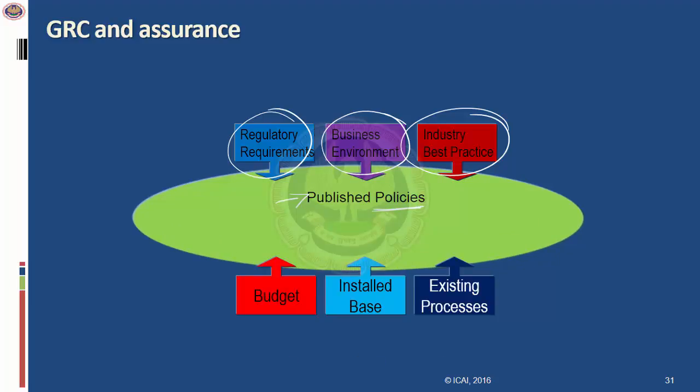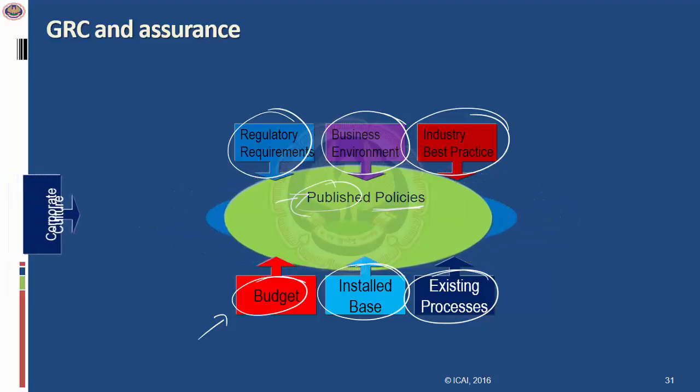You also have restrictions pertaining to the budget. There is an installed user base and we have existing processes. Now all this actually contributes to an increase in the published policies. So it means the policies which have to be adhered to keep on increasing.